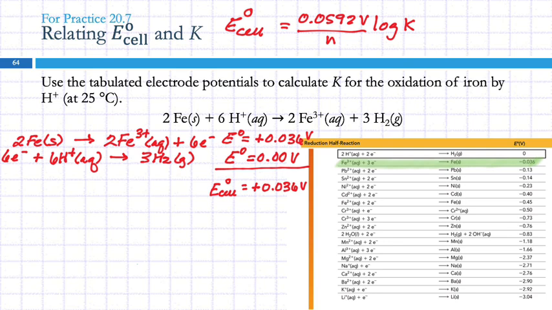So E cell is 0.036 volts, and that's going to equal 0.0592 volts divided by N, and N is 6. 6 electrons lost, 6 electrons gained. You can figure it out from this equation, but it's not as easy. You have to look at the oxidation states to see what's changed. So we're taking these apart anyway so that we can identify the half reactions. This is where we get our number 6. So this is divided by 6. And then we've got the base 10 log of K, which is what we're trying to find.